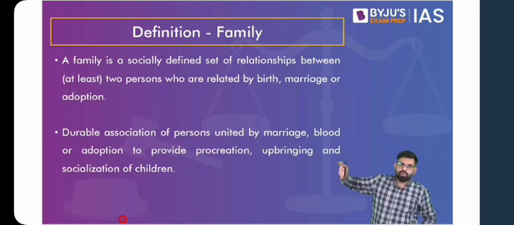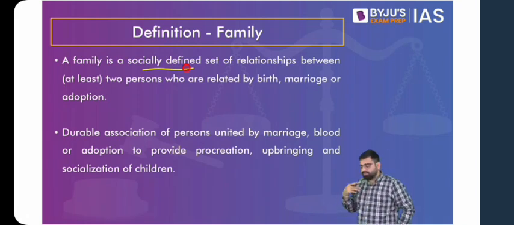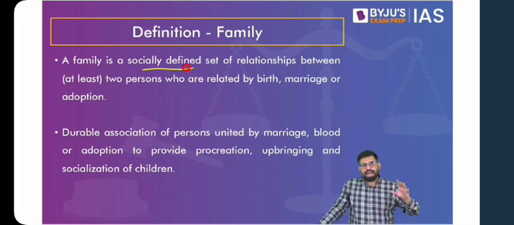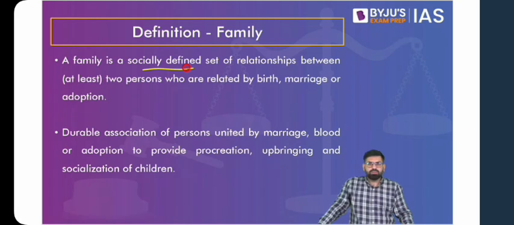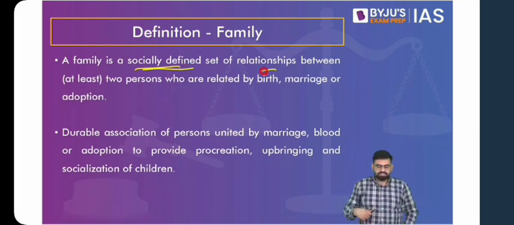Just think about your family. Your family is a socially defined relationship, because just think about marriage first. The whole idea of having a wedding ceremony is the idea of legitimizing that relationship, so that society recognizes that yes, these two people have been married. So ultimately, it comes down to how society looks at you. So family is a socially defined set of relationships between at least two persons.